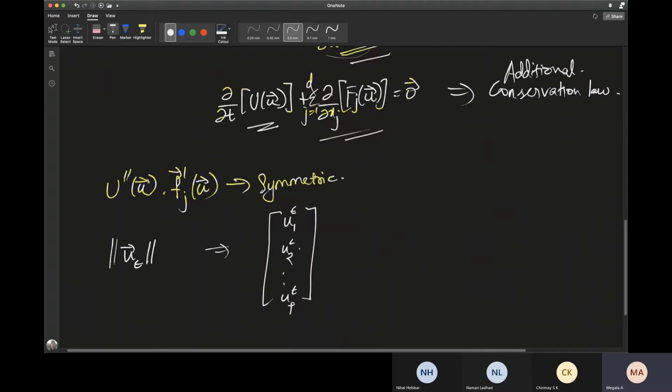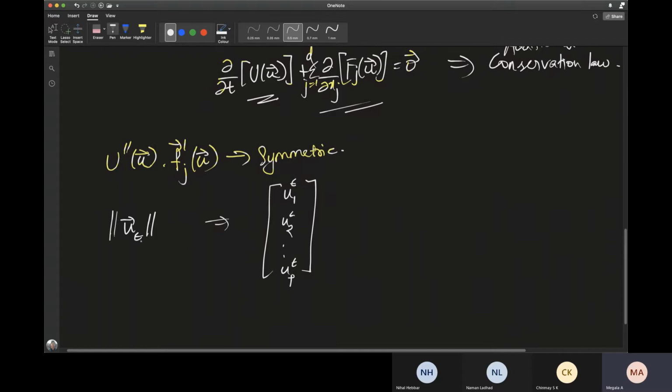So this is the vector u epsilon, and for different epsilons, we have different such vectors. Call it epsilon 1. Let's just name it epsilon k, where k is some natural number. I'm just using epsilon 1, 2, 3, etc. So I'll write epsilon k over here.